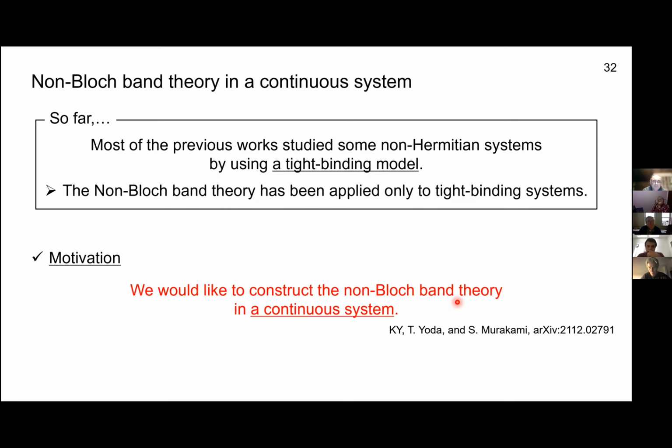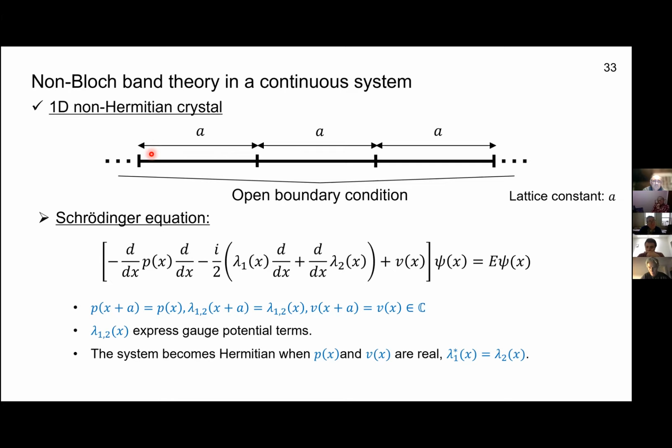So this is the setup. In the one-dimensional non-Hermitian crystal, we consider a spatially periodic chain with a lattice constant a and with an open boundary condition. This system can be described by the Schrödinger equation of this form. In this Schrödinger equation, P, λ1, λ2 and V are complex periodic functions. Importantly, λ1 and λ2 express gauge potential terms. Let me note that the system becomes Hermitian when P and V are real and λ1 star is equal to λ2.